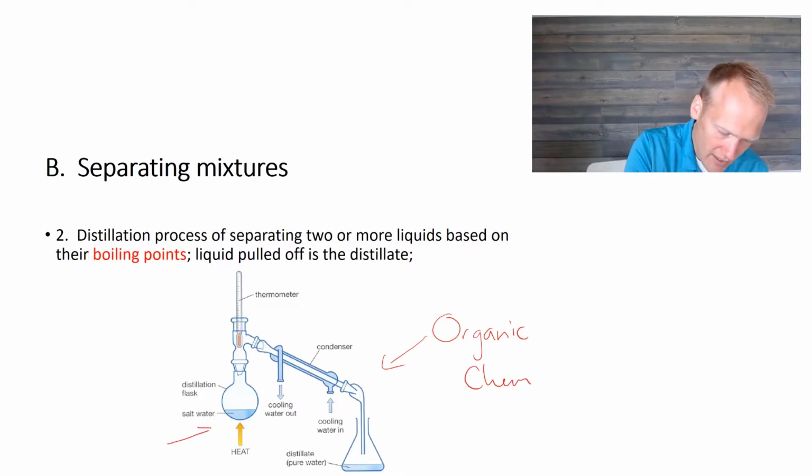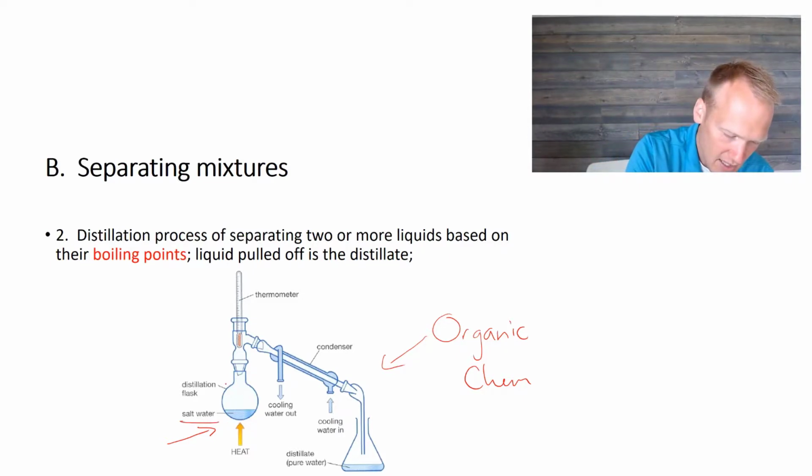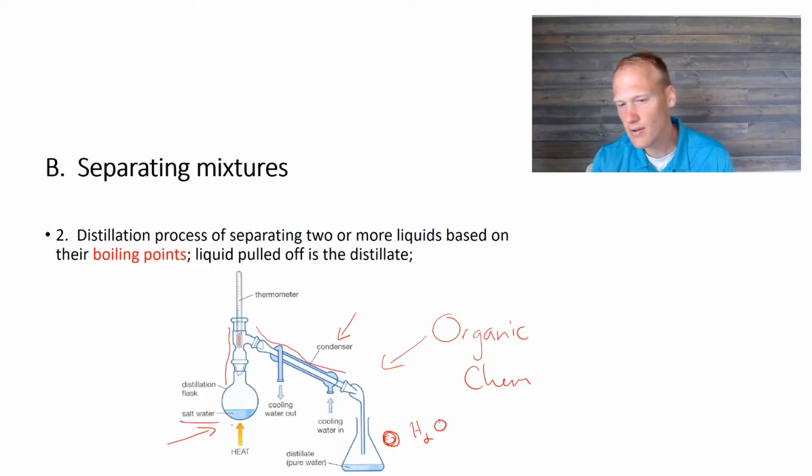So what we have over here is salt water. We know that the water has a lower boiling point. We add heat, the water boils and travels up, and as it cools down, it would condense, and we'd get pure water over here. What's left in this original flask? Just salt. So we've separated the salt and water simply using this distillation apparatus.